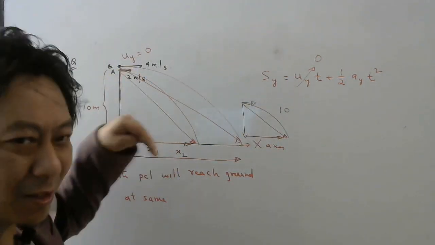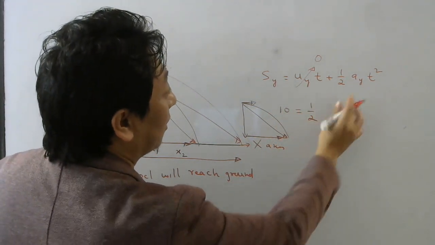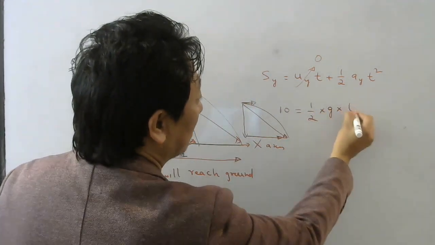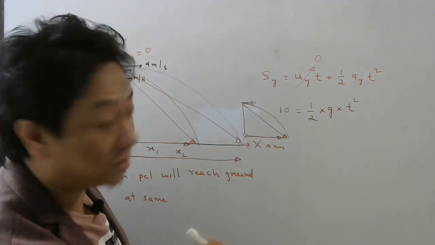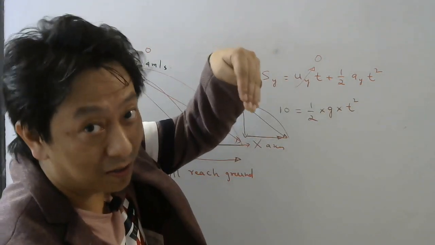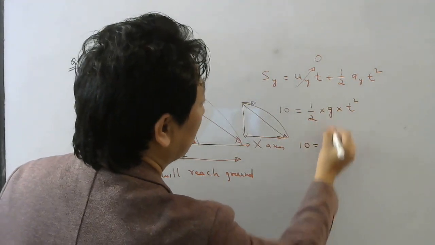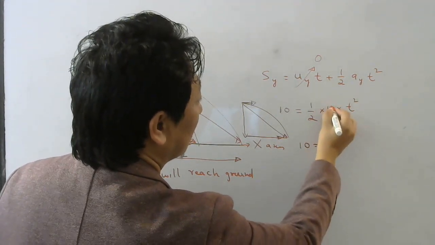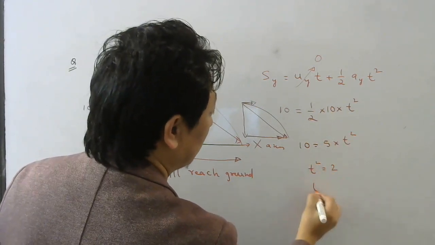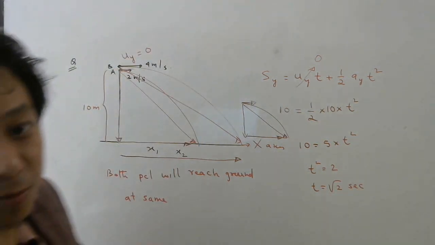So let me choose downwards as positive because I want to write plus 10. That will be equal to half. Acceleration along y-axis is g, and I am taking plus only because I have chosen down positive. So here if I take this positive, ay also is down only, so I have to write plus g. That will be 10 equals g by 2, which is 10 by 2. This is also 10, right? This will be 5 into t square. So t square will be 2, so t will be root 2. So both the particles will take the same time, root 2 seconds.